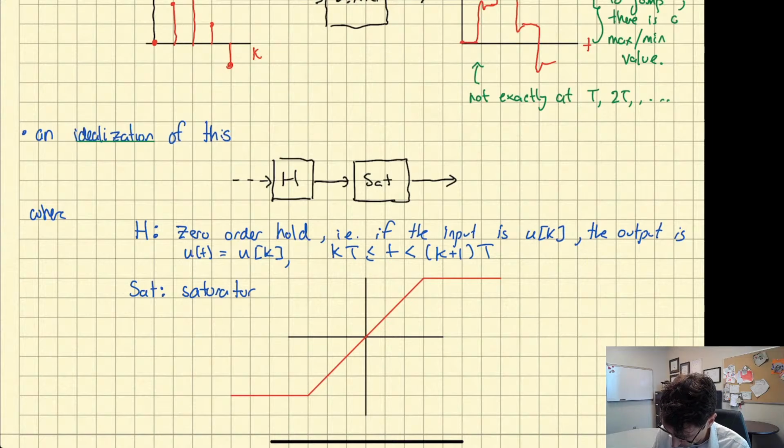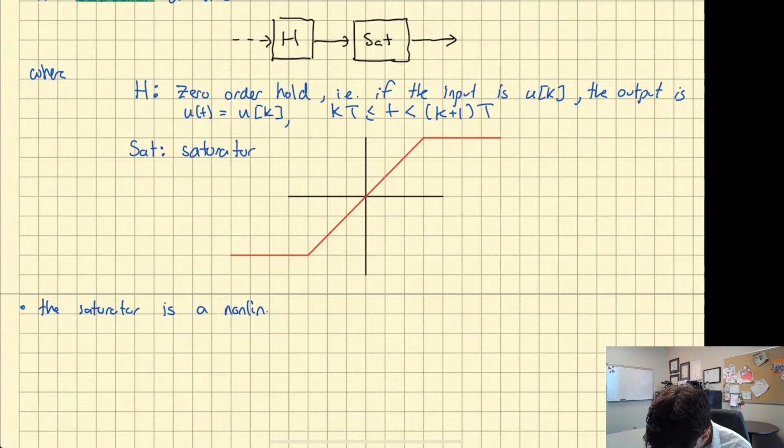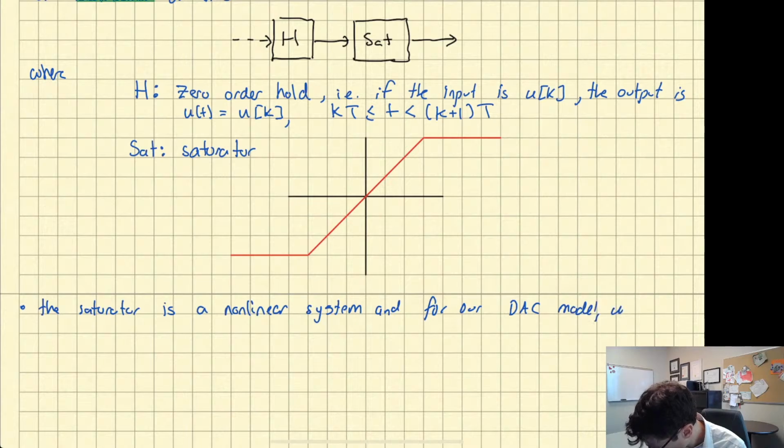And so, similar comment to the quantizer, the saturator is a nonlinear system. And from the point of view of the DAC, we're going to ignore it. For the DAC, we ignore it.